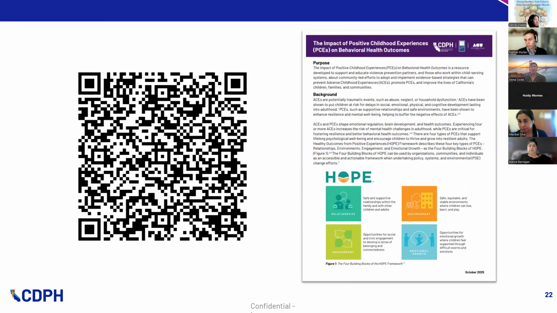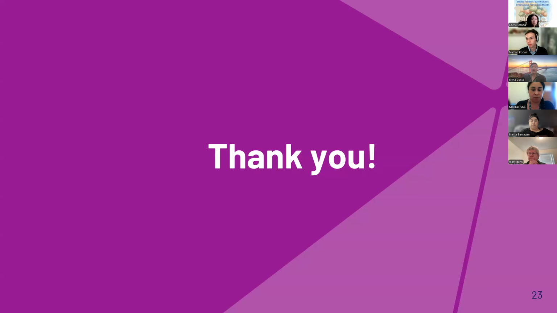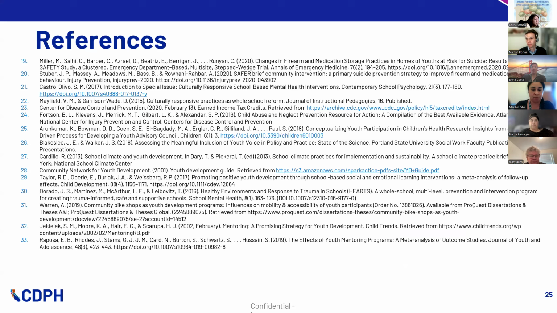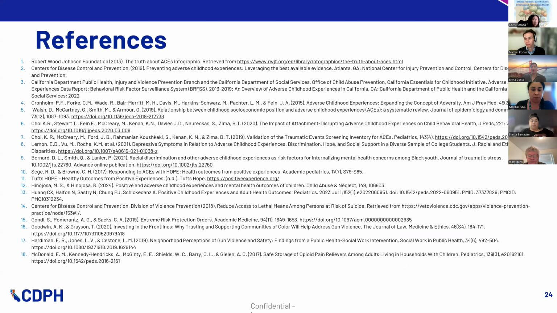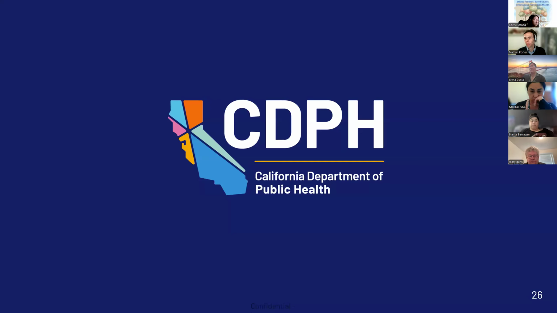And so there's a QR code here, and I can't see the chat, but I think there's a link going in soon. We also have a resource called The Impact of Positive Childhood Experiences on Behavioral Health. This piece shares some information about adoption and implementation strategies that are rooted in promoting PCEs and how conditions can be created to improve youth behavioral health and long-term health through a variety of approaches and practices. And it's a resource that can support folks who are looking to adopt and implement evidence-based strategies to prevent ACEs and promote PCEs in California's children. We have a couple reference pieces, but want to pause here for a moment before I switch to our last slide and see if there's any questions yet.